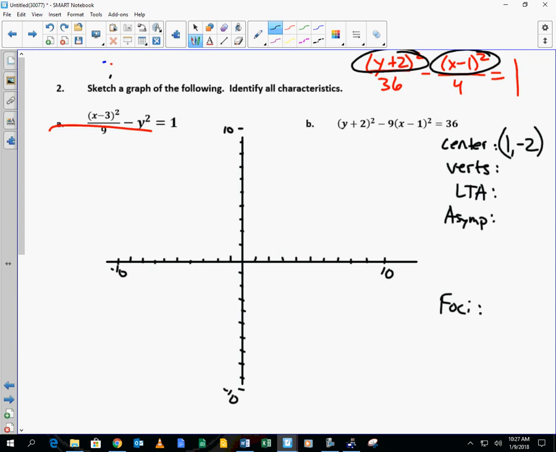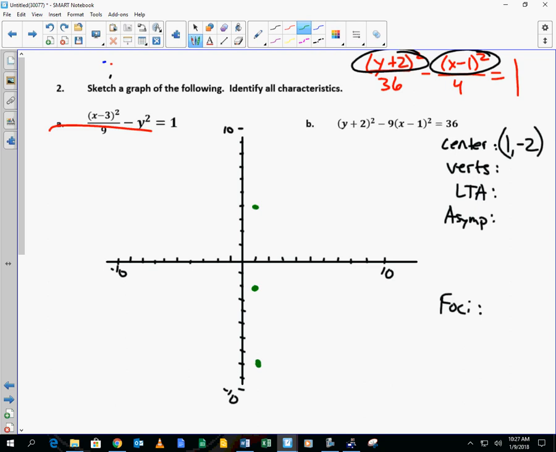Cool. All right, let's start to graph this. I plot my center, 1, -2, so over 1 and down 2. Okay, I'm going to make my ghost box. How far up and down do I move? A total of 6, so that will bring me up to what? Up to 4. So 1, 2, 3, 4, 5, 6, all the way up here to 4. All the way down to, yep, 4, 5, 6, 7, 8, down to -8.